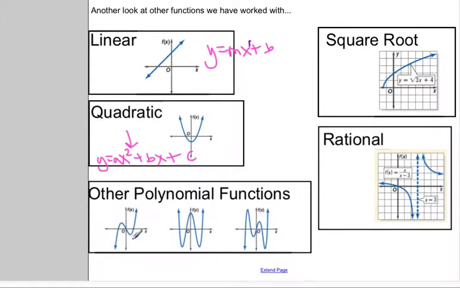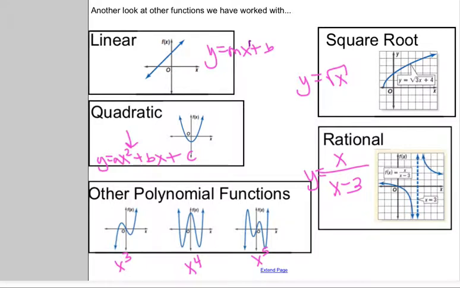This one, we would count how many turns we would have. There's two turns and we add one, so this is an x to the third function. This one, there's three turns, so this is an x to the fourth. There's four turns, 4 plus 1, gives me x to the fifth. So this is an x to the fifth polynomial. So these are other types of polynomials. Then we dealt with our square root function this year, something that involved a radical. And then our rational function, we had something written as a fraction. So those are the types of functions that we've looked at this year.